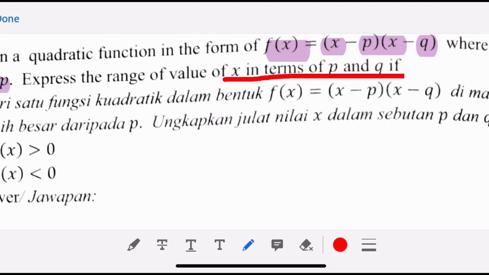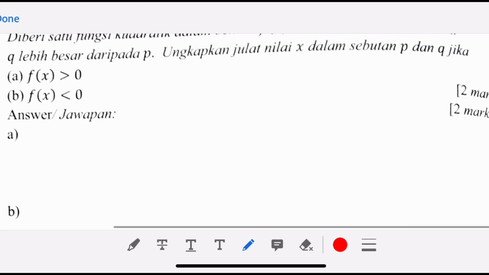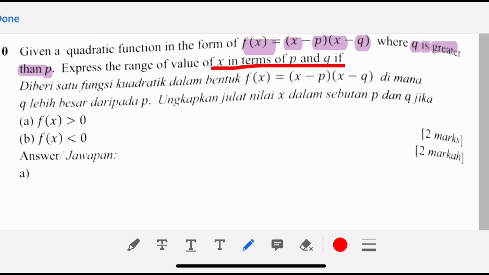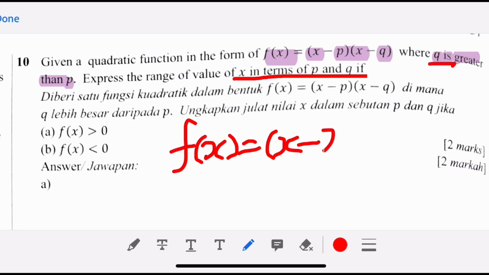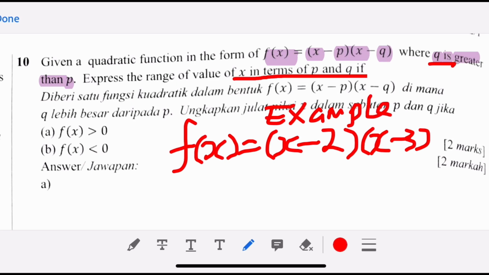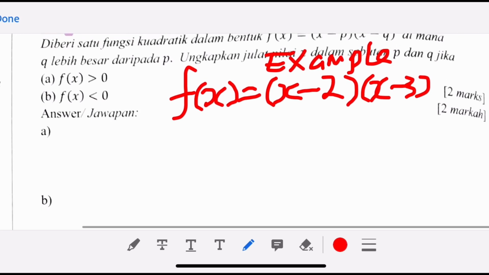The question also mentions p and q, and q is greater than p. That means q will go to the right and p will go to the left. So let's start with the quadratic function like this. If you don't understand, you can just use any numbers to represent p and q. Let's say p is 2 and q is 3, and 3 is more than 2. According to the question, q must be more than p. That's the meaning of the question.